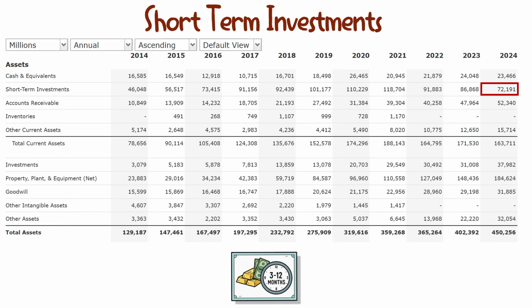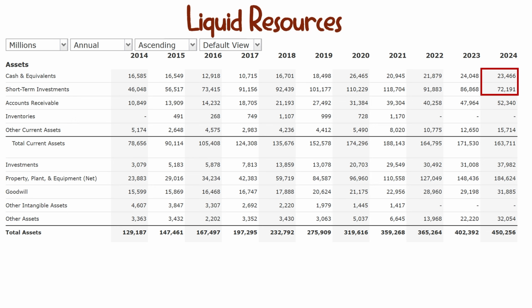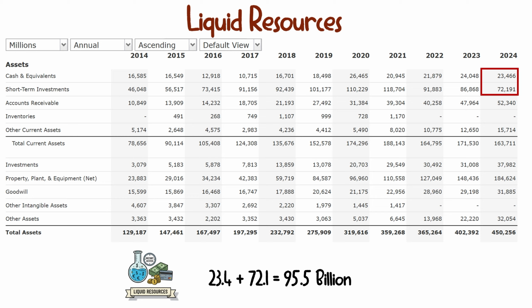When analyzing a company's financial strength, many investors like to add these numbers together. So for Google, we have cash and cash equivalents, $23.4 billion, short-term investments, $72.1 billion, so combined $95.5 billion.